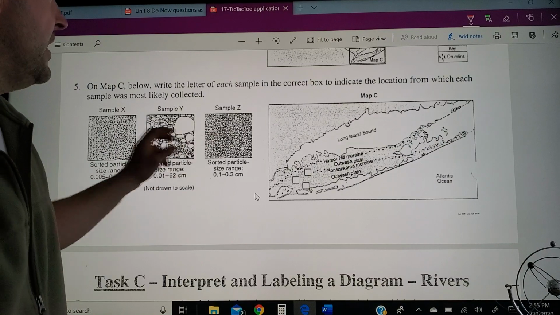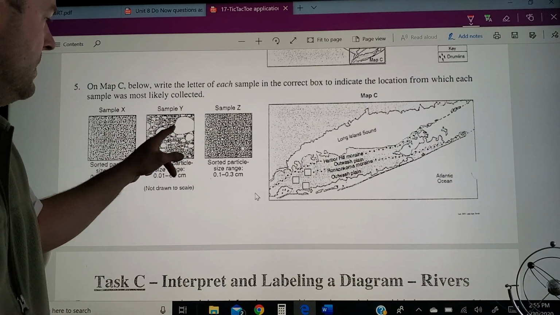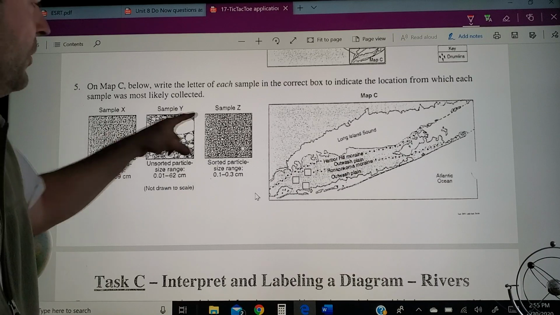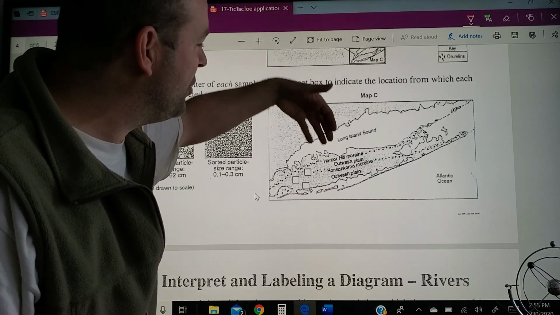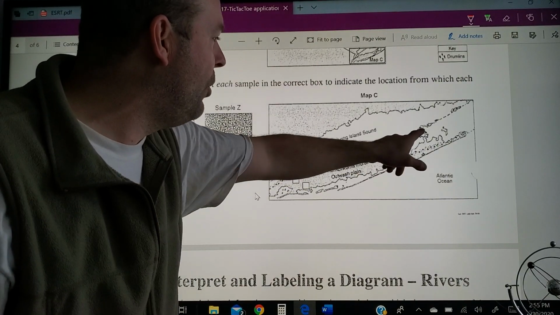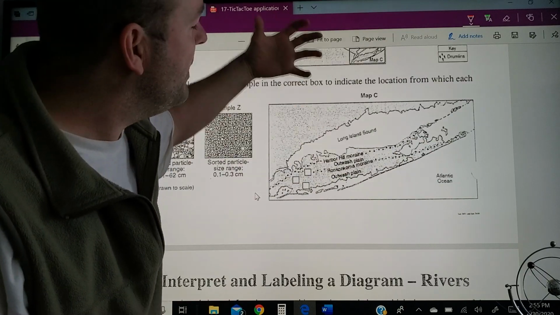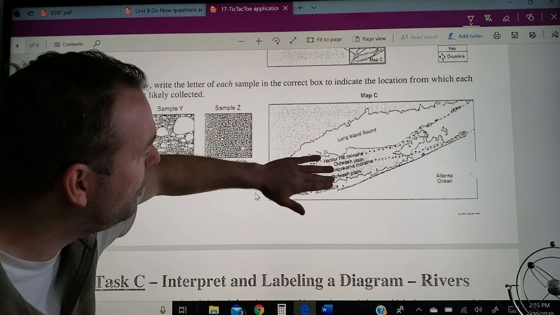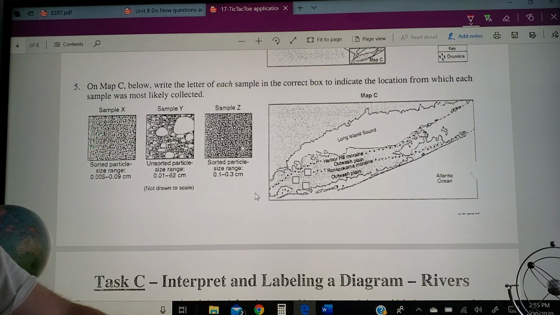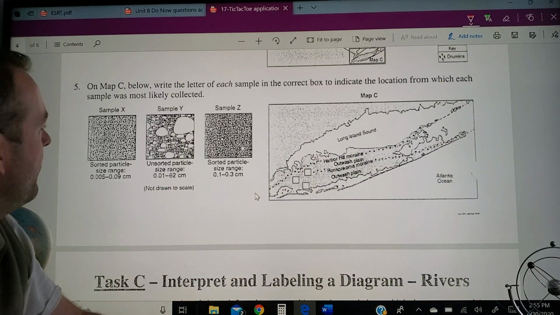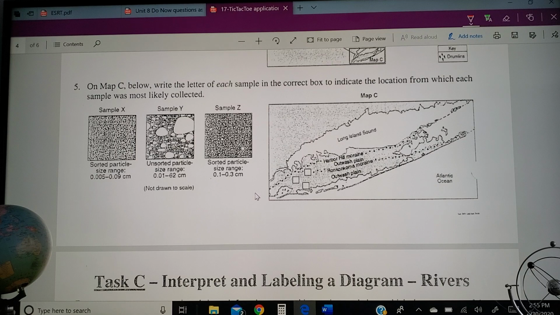Wants you to figure out where each of these samples will be. Well, this is all unsorted. This is sorted and all small. This is sorted and all medium. And if you remember, on the North Shore of Long Island, that's kind of where the glacier stopped advancing. So it dumped all the random big stuff up here. And then as the ice melted, it would have pulled the smaller and smaller sediments down toward the south there, downhill. So we're going to put the most unsorted up top, right? So that would be Y up top. And the smallest at the bottom. And of course that puts Z in the middle there, right?